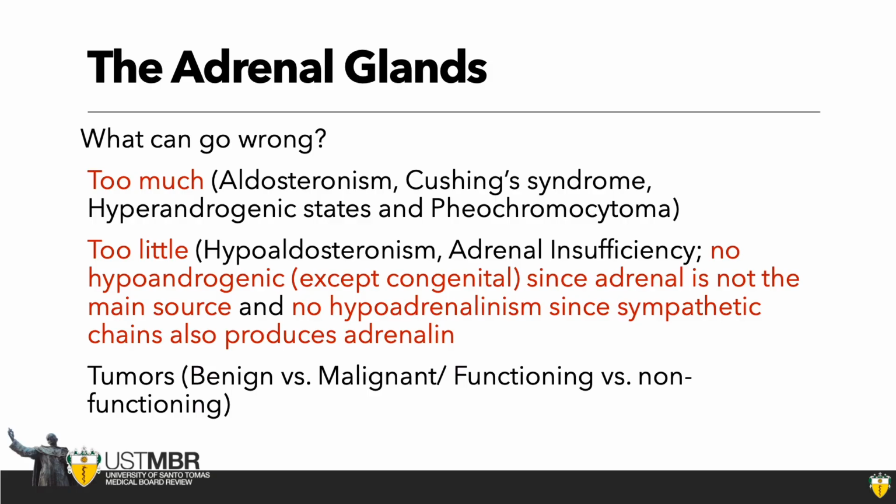How about too little? You have hypoaldosteronism, adrenal insufficiency, and no hypoandrogenic state, except if it happens very early, in utero, for example. And there's no hypoadrenalism for catecholamines because there are different sources. Your sympathetic chain also produces adrenaline. So there's pheochromocytoma excess, but there's no deficiency of catecholamines. And if you have a tumor, it could be benign or malignant.